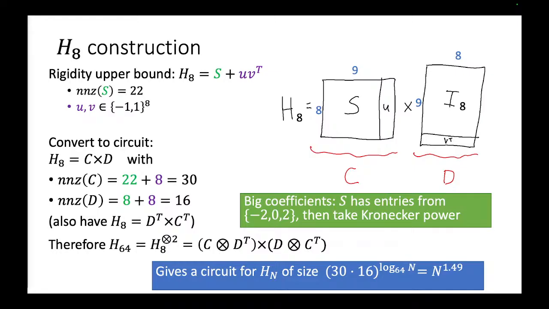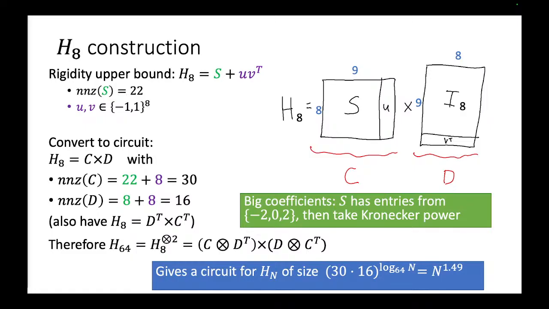So the idea is in the S part, some of our entries are 2s and minus 2s. Why is that? I was ready for you. Well, U times V transpose has a bunch of 1s and minus 1s, and S has to change that to the Walsh-Hadamard transform. So there are some entries that are 1 but supposed to be minus 1, so we subtract 2 from them and vice versa. So S has 2s in it. And then when you make the circuit for all n, you take the Kronecker power of this. So some of the entries are going to be products of log base 64 of n 2s, and so they'll be large because of that.